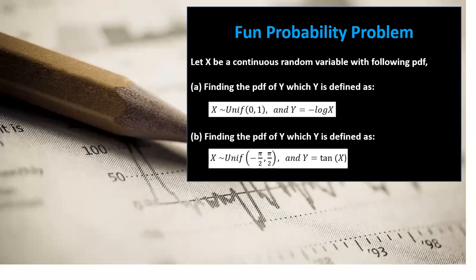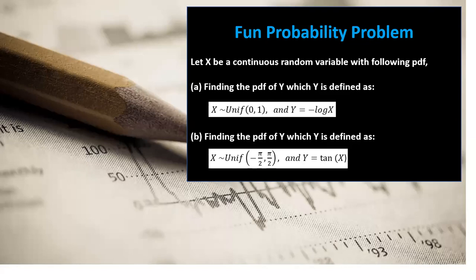And today we're going to work the probability problem about the single variable transformation. So we have two pretty easy problems here to solve. First one, let X be a continuous random variable. So X has the following given PDF.